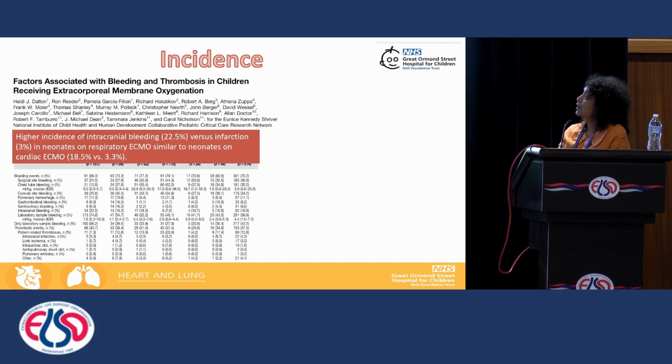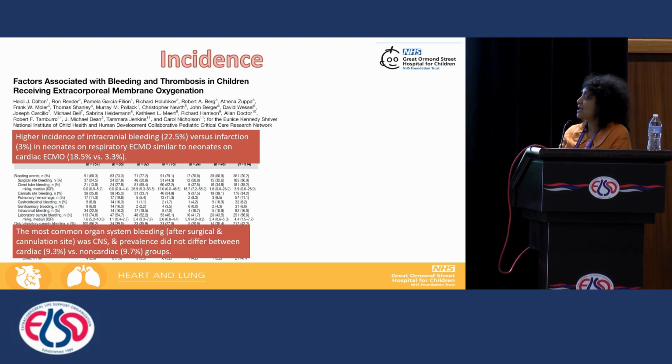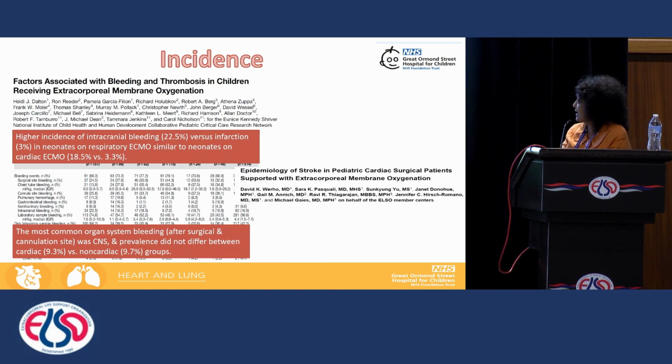Looking further into what are the factors associated with this, from this very nice multi-center prospective study, we know that intracranial bleeding is higher than infarction in neonates on respiratory ECMO, and similar percentages were seen in neonates on cardiac ECMO. The most common organ system after surgical and cannulation site bleeding is the CNS, and the prevalence again did not differ between cardiac and non-cardiac groups.